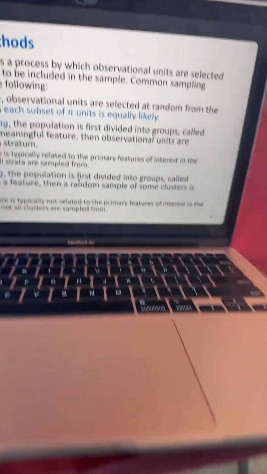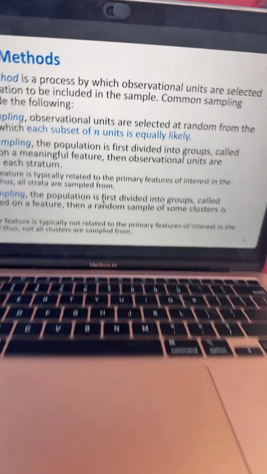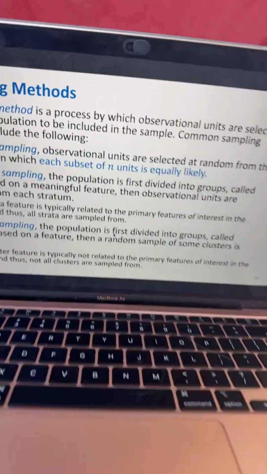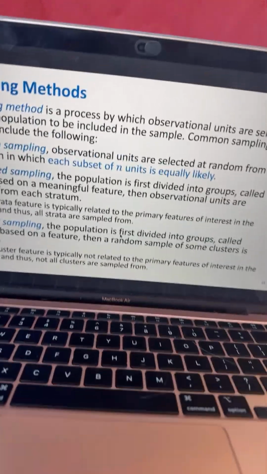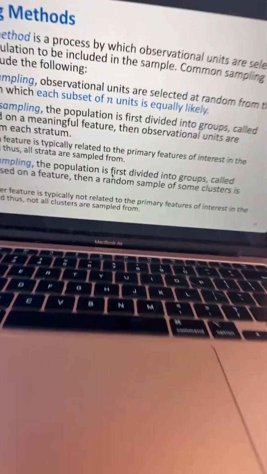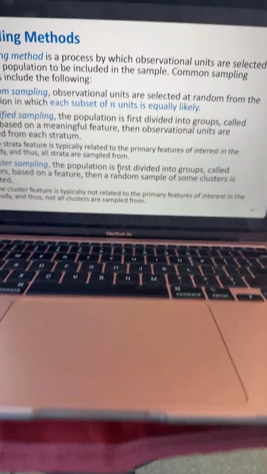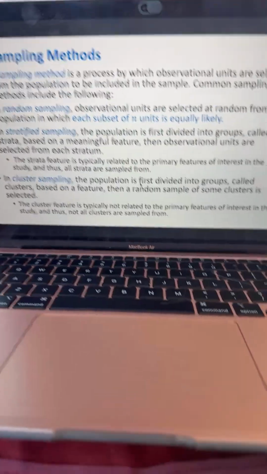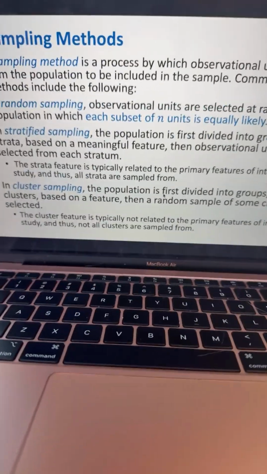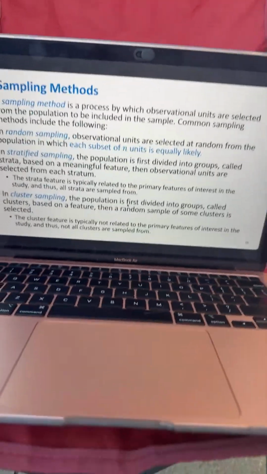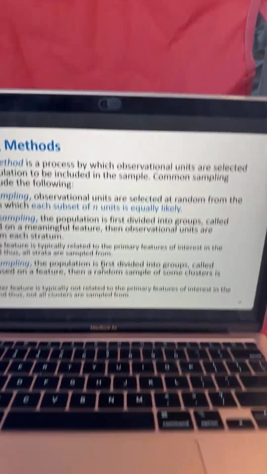So, sampling methods. A sampling method is a process by which observational units are selected from the population to be included in the sample. Common sampling methods include the following: random sampling, stratified sampling, and cluster sampling. Random is where observational units are selected at random from the population, pretty straightforward, in which each subset of n units is equally likely. In stratified sampling, the population is first divided into groups called strata based on a meaningful feature, then observational units are selected from each stratum.